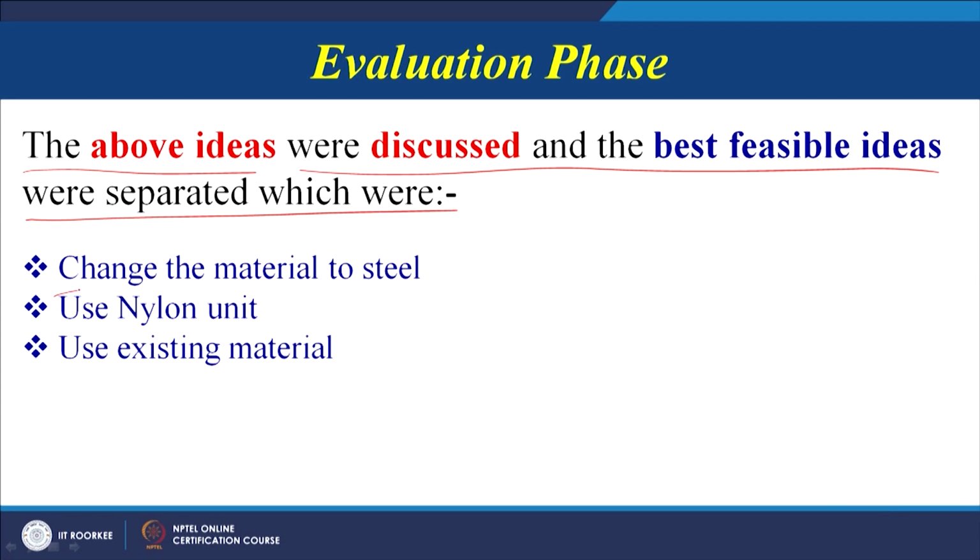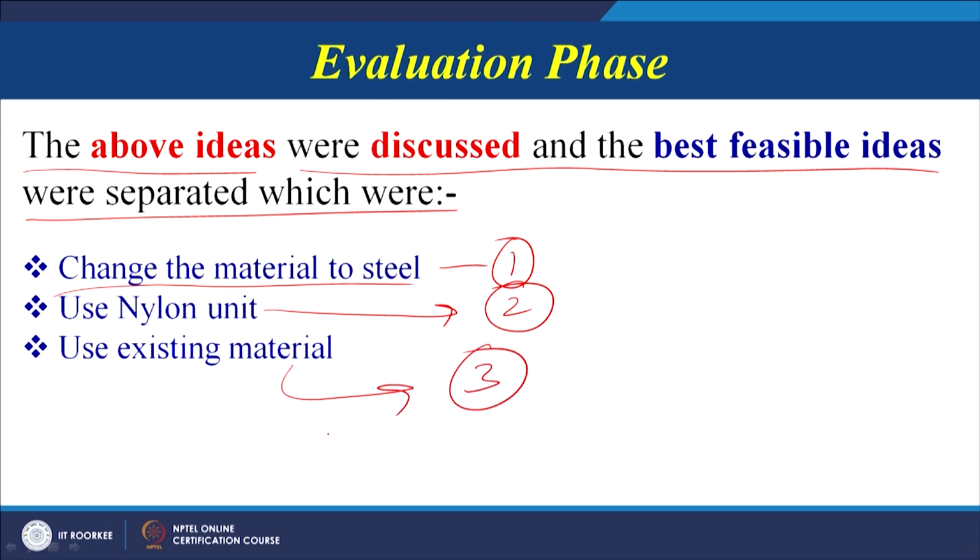First idea is change the material to steel. Use the nylon unit, this is the second idea. Use the existing material, this is the third idea. Now these three ideas were taken further, they were evaluated on another set of criteria, and finally you can see the cost evaluation was done.